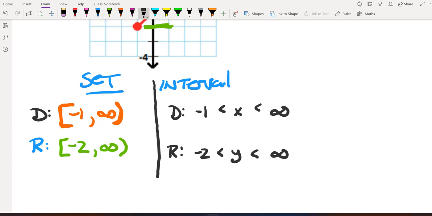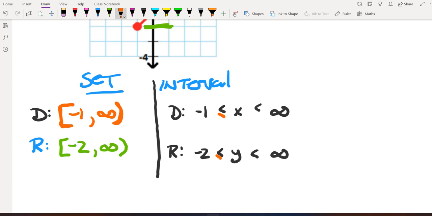So, looking at the one on the left, it has a line. -1, equal sign? Yes. Square bracket, solid dot, equal sign. Infinity? That one doesn't. -2? Yeah, square bracket. Infinity doesn't. Now, that's your domain and range.